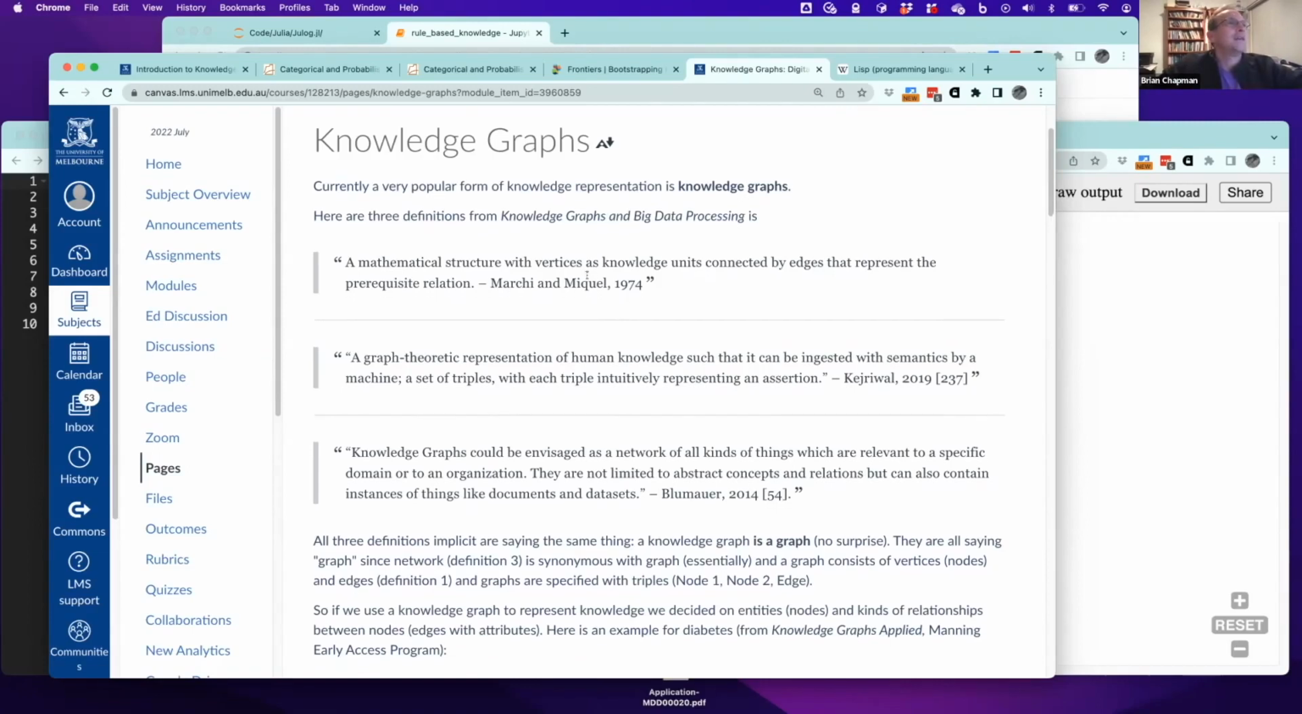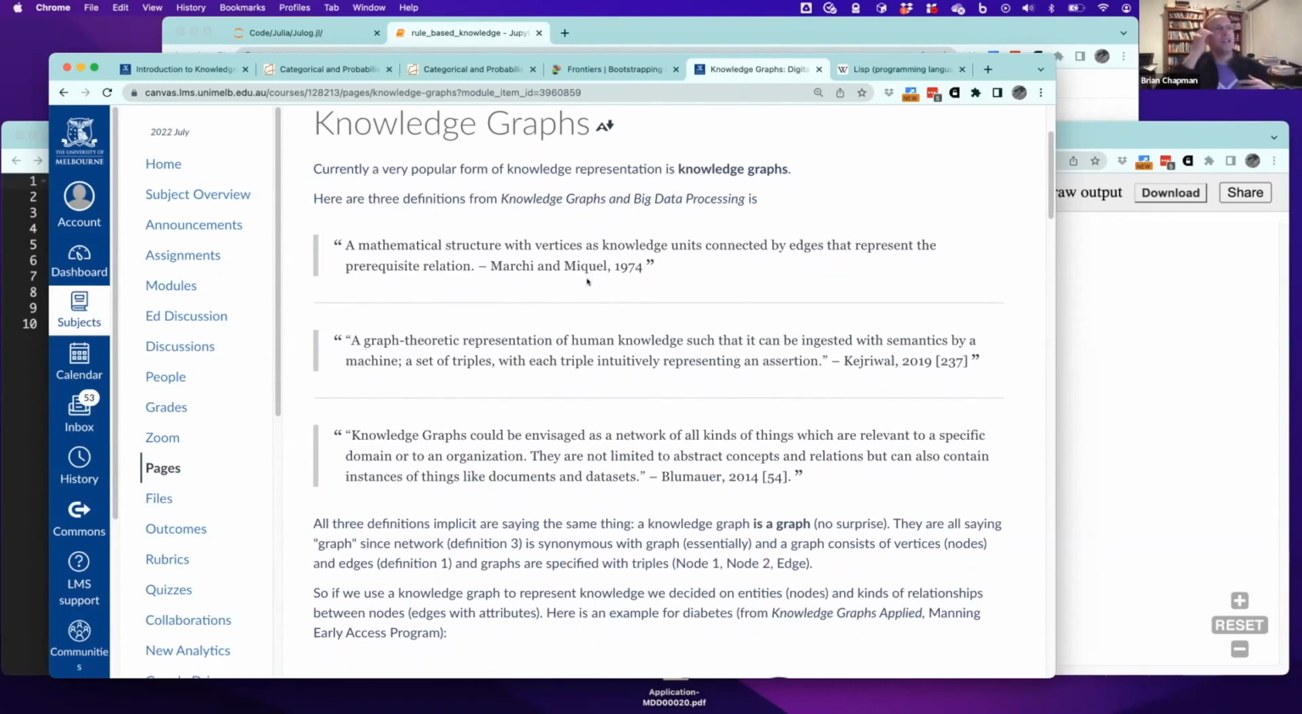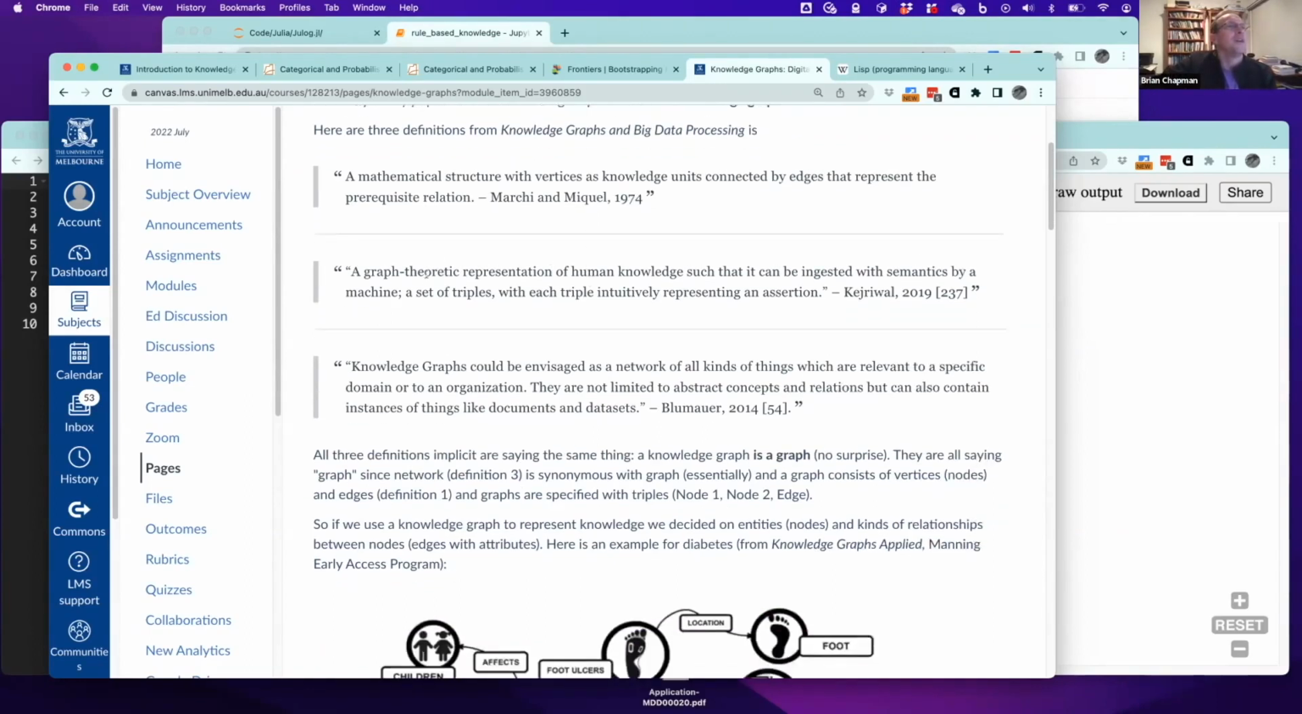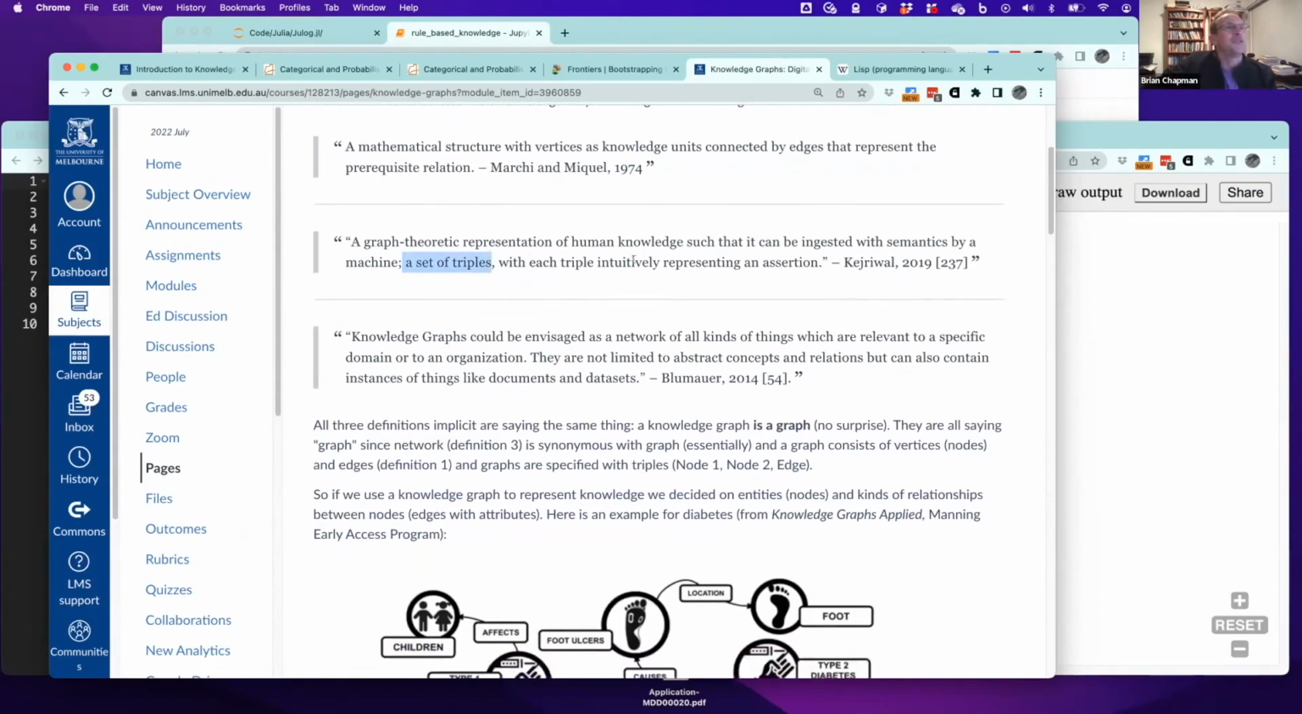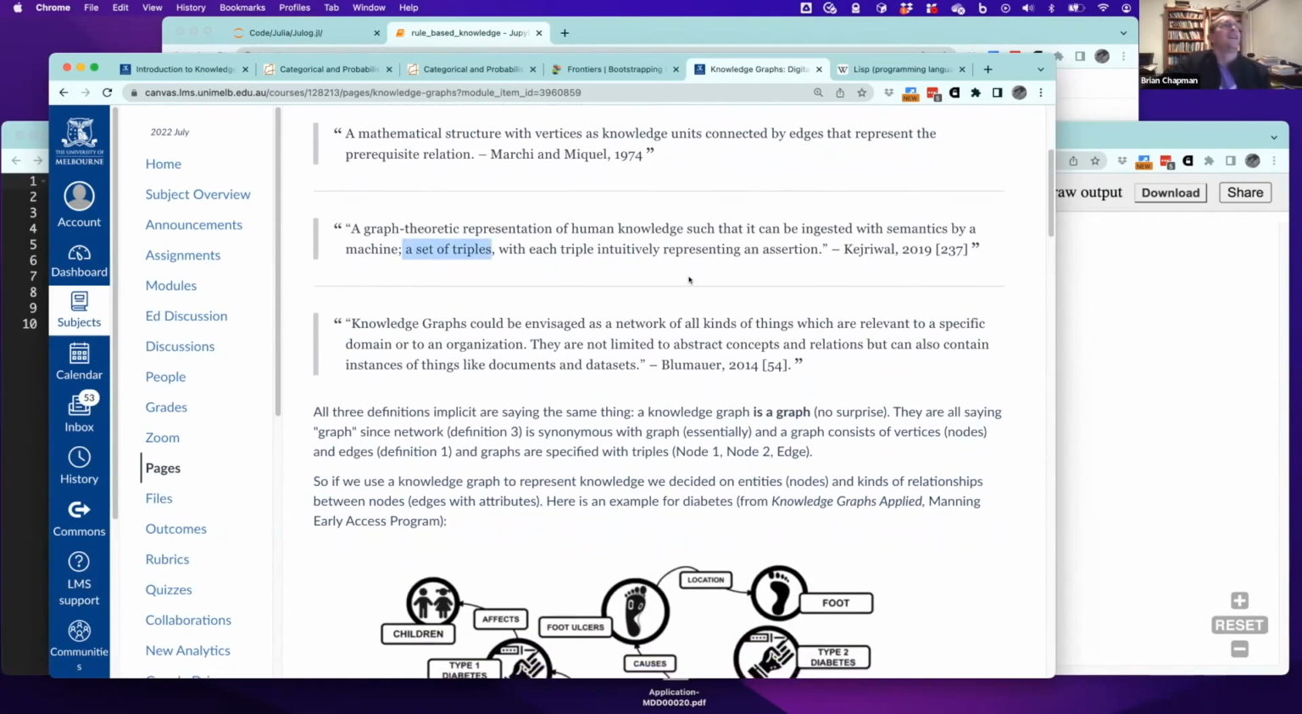So let's look at what people mean by a knowledge graph. From this book, Knowledge Graphs and Big Data Processing, I've got 3 different definitions. You probably won't like any of them, but a knowledge graph is a mathematical structure with vertices as knowledge units connected by edges that represent the prerequisite relation. So nodes and edges. We have ideas, a node, and we have relationships between them. Those are edges. Graph theoretically, a set of triples, with each triple intuitively representing an assertion.